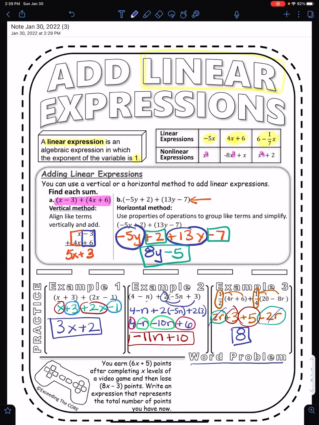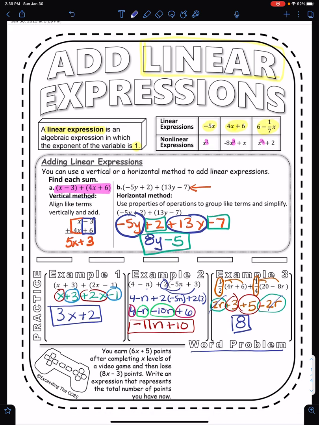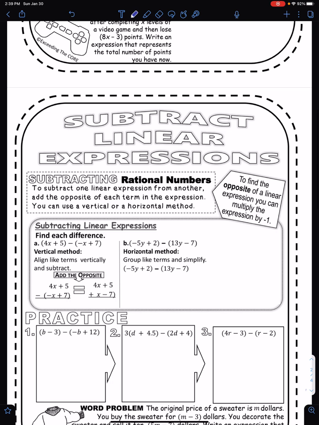All right, we're continuing with our notes here. We talked about adding expressions last time. This time we're going to subtract linear expressions.